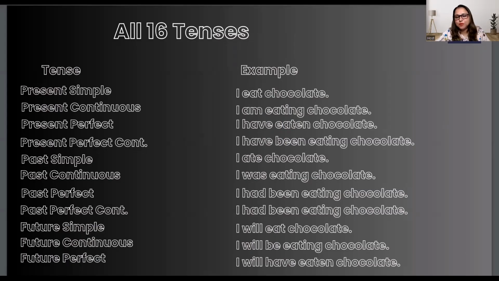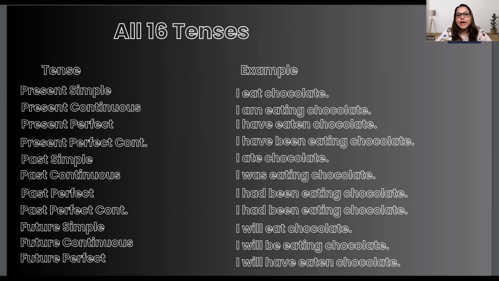Okay, the first tense is present simple. For example, I eat chocolate. Second one is present continuous. I am eating chocolate. And the third one is present perfect. I have eaten chocolate. And present perfect continuous is I have been eating chocolate.